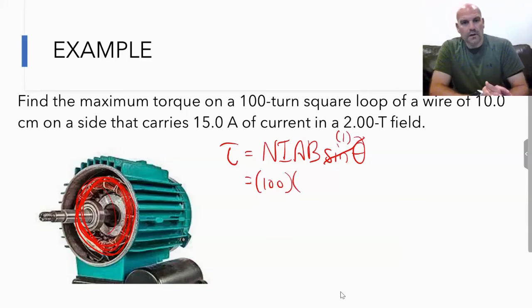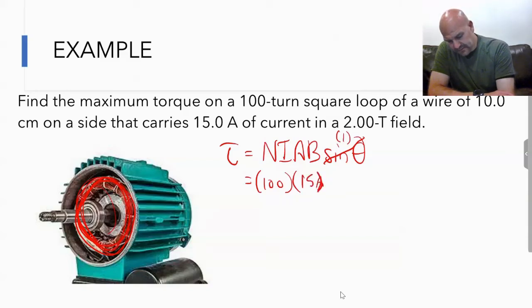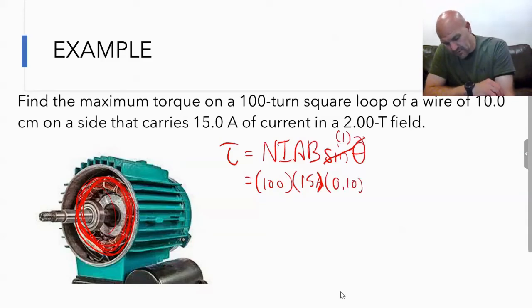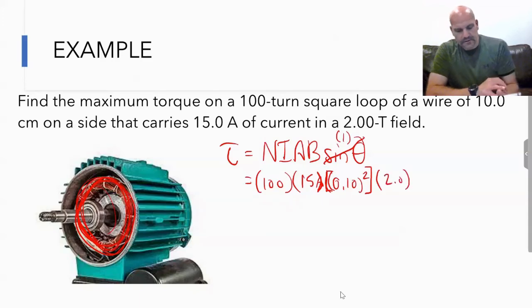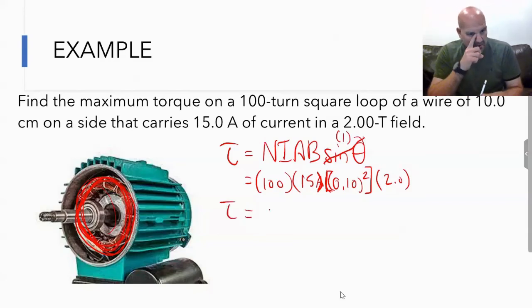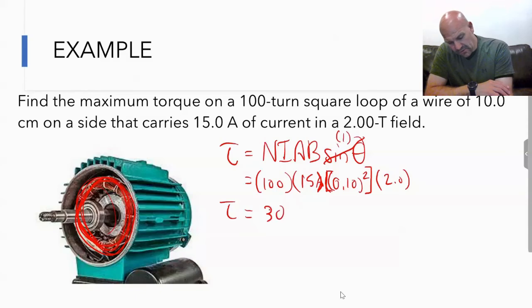So I have 100 turns. My current is 15 amps. My cross-sectional area is a square of side 10 centimeters, so we need to convert that to 0.10 meters, and our square would have a cross-sectional area of 0.10 squared. And then our magnetic field strength is 2 Teslas. I plug that into my calculator, and I find that the torque on this current carrying loop of wire is going to be 30 Newton meters.